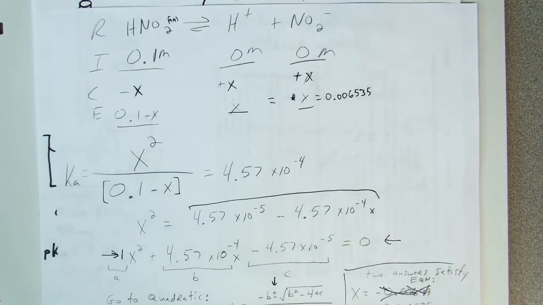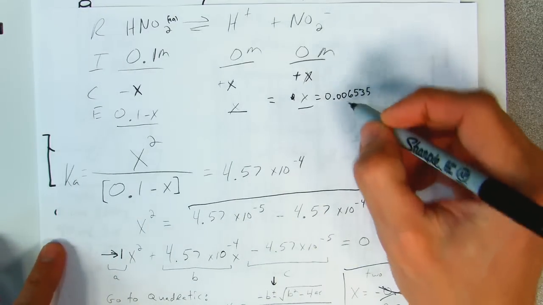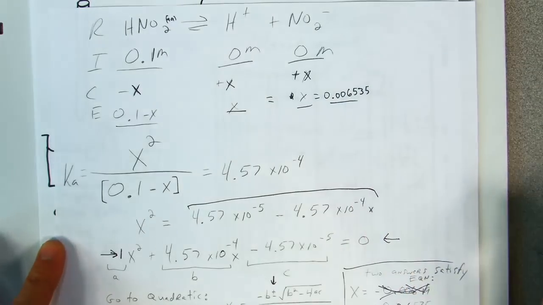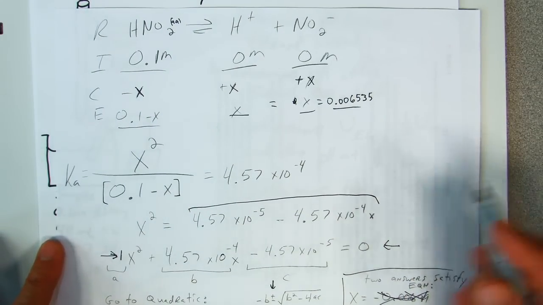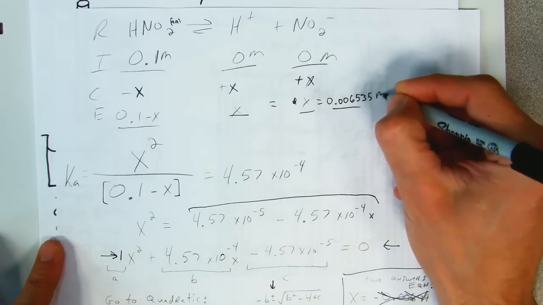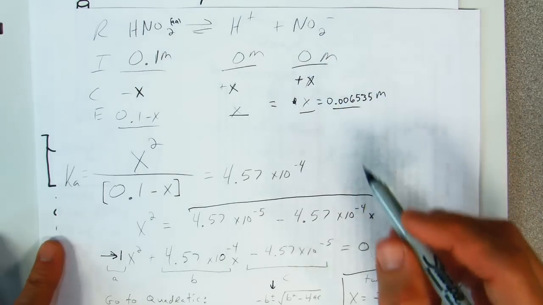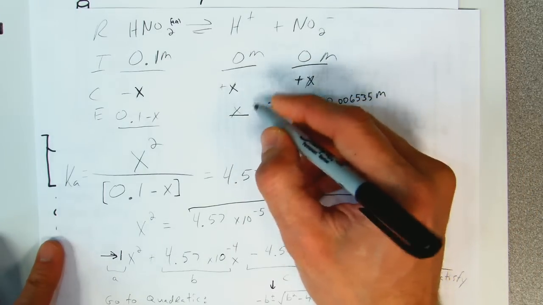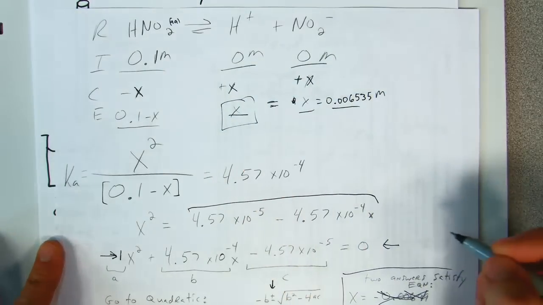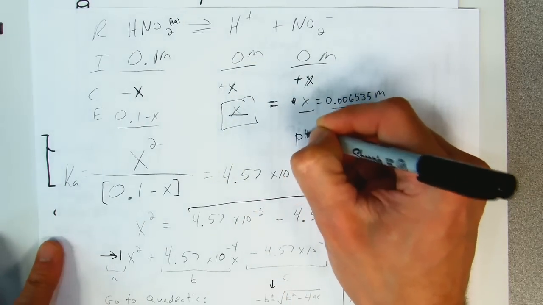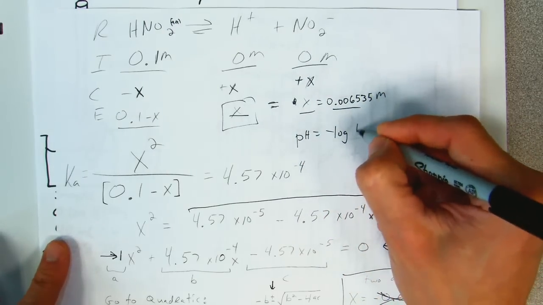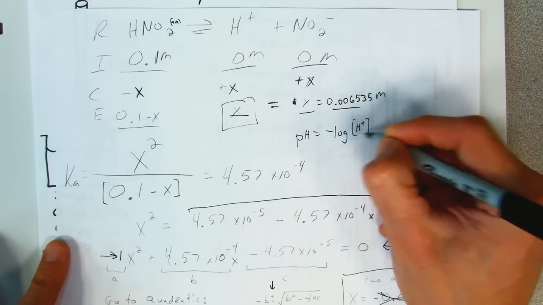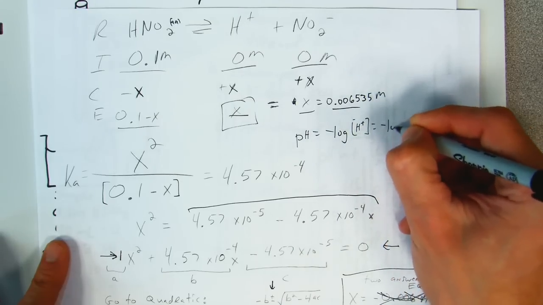But once I use my quadratic to solve for x, and I find that it's equal to 0.006535, boy, now I'm in business. Because if I look back at my Rice table, I can see that that molarity, x, corresponds to my NO2 minus, but it also corresponds to what? My H plus. So to finish this particular step, I know that negative log of my H plus is my pH. I've learned that a couple weeks ago now.